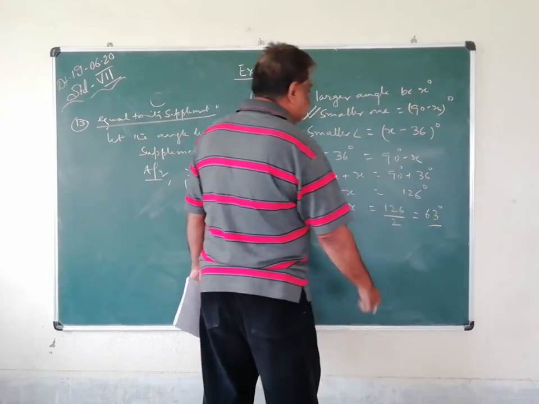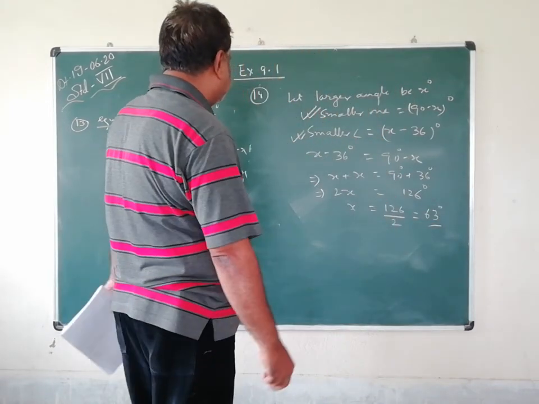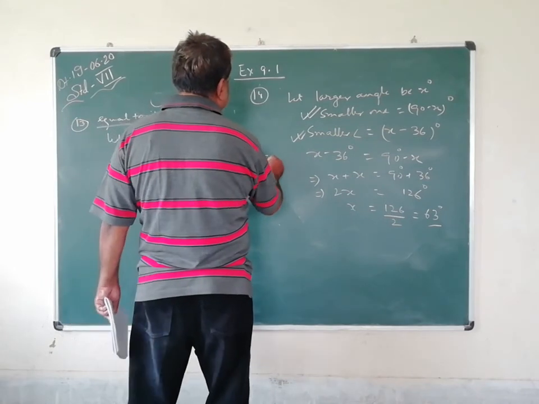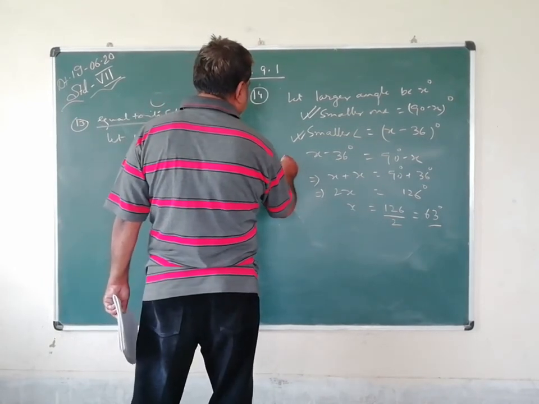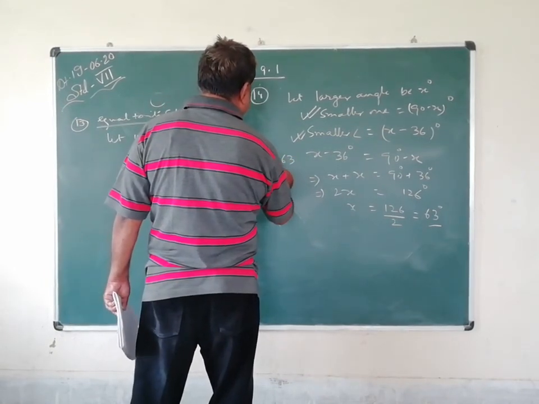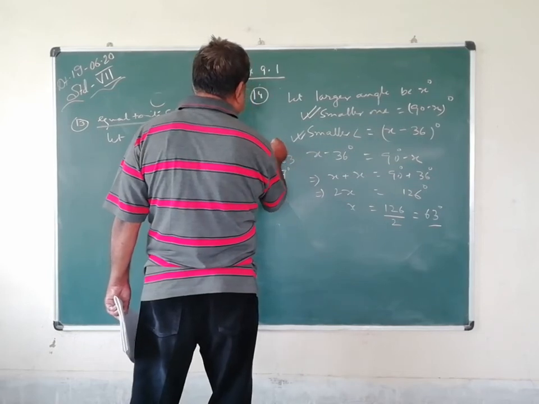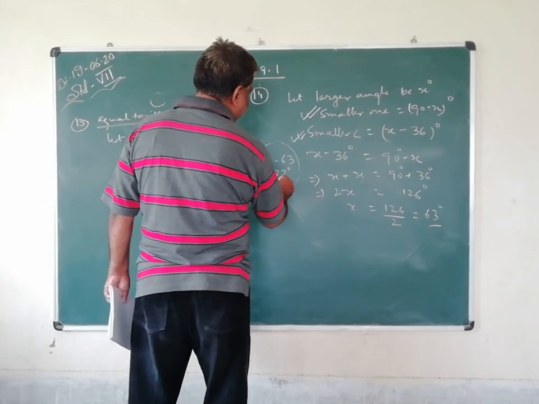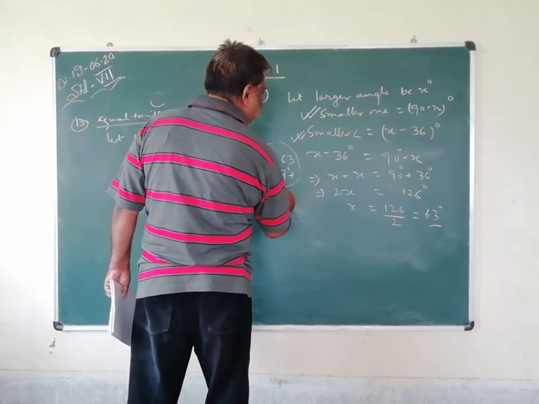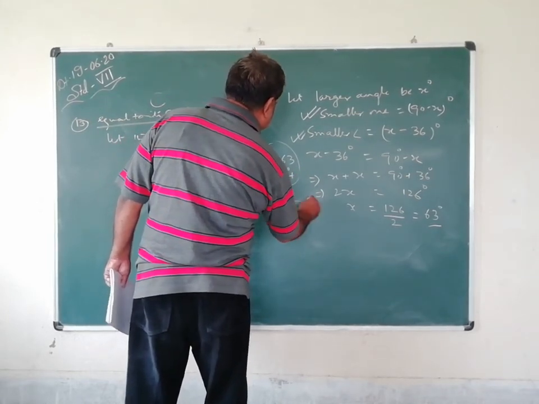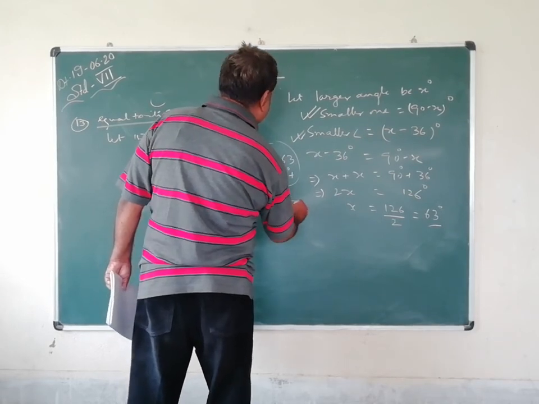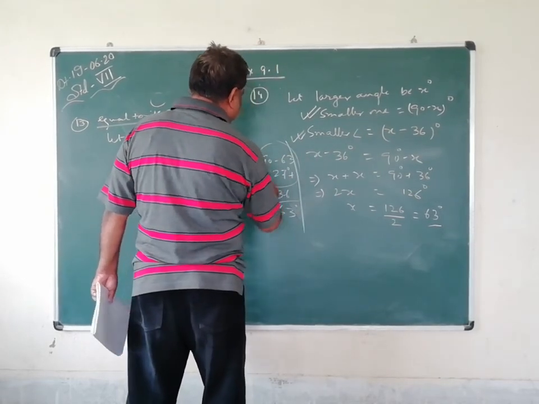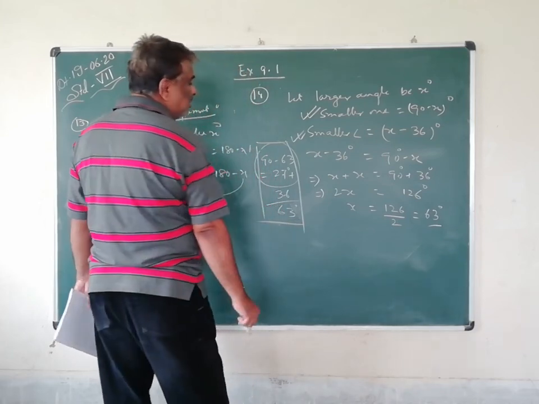The complement of 63, that is 90 minus 63, will be equal to 27 degree. So the smaller angle is 27 degree. Whenever we add 36 to this, I got 63. So my answer is correct. I have checked whether what I have made is correct or not.